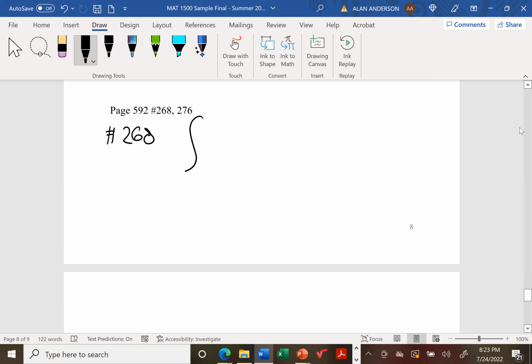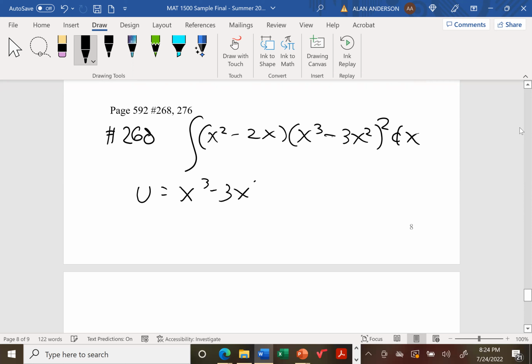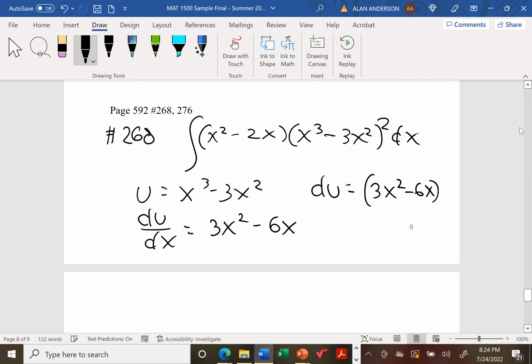All right, so you've got (x squared minus 2x) times (x cubed minus 3x squared), all squared, dx. Now, normally when you choose a u in a case like this, you see how you have two different polynomials. You normally choose the one with the highest degree anyway. But this is what they're telling us to do. They're giving us a hint. So this implies that du/dx, based on the power rule, is 3x squared minus 6x, which means that du is all of this dx.